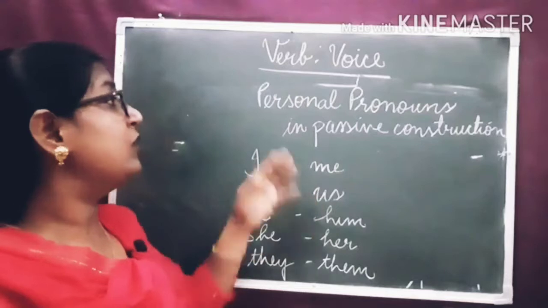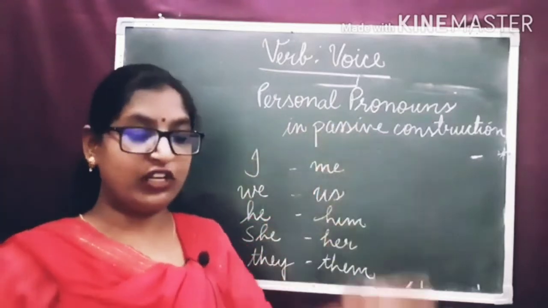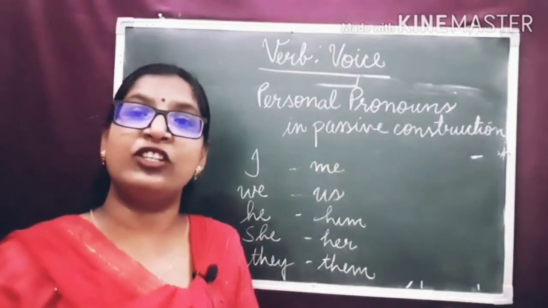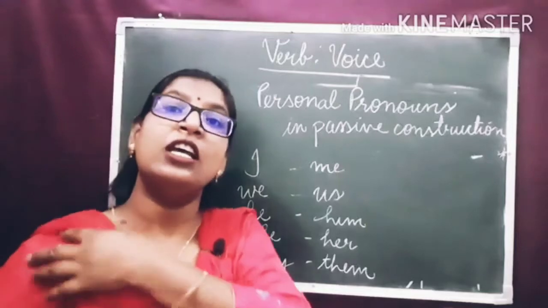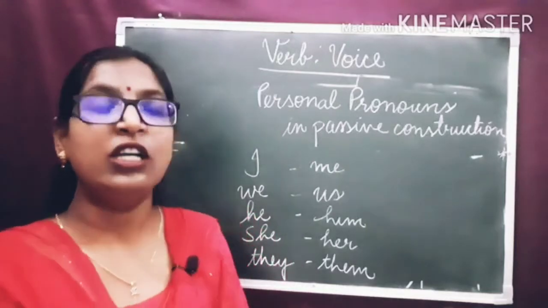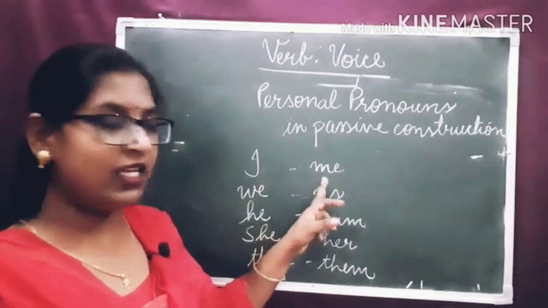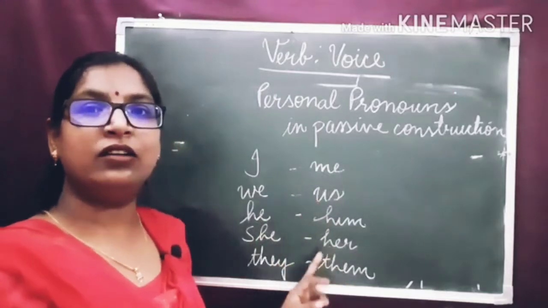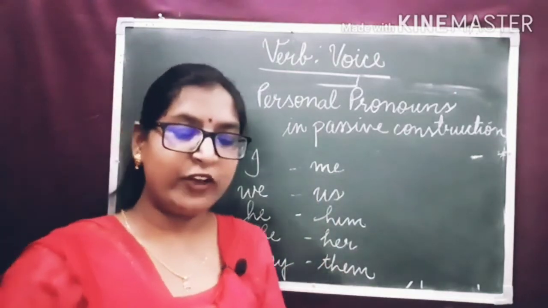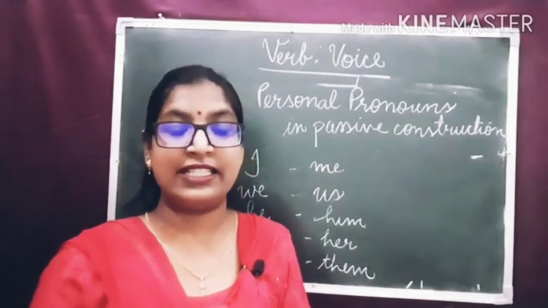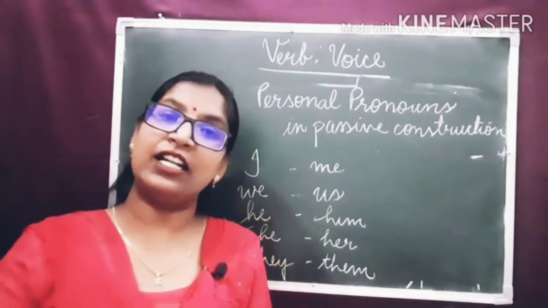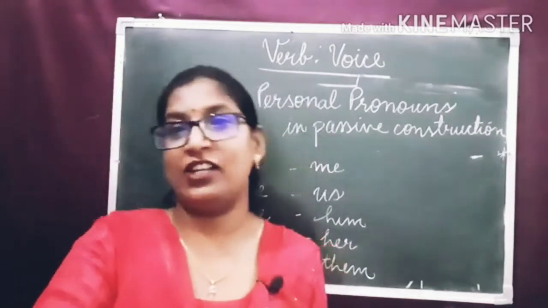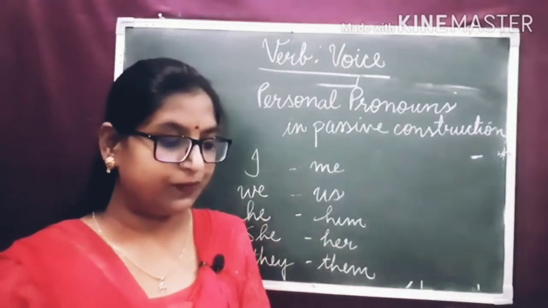Now, dear children, personal pronouns in passive construction. Personal pronouns change their form in the passive voice. When we change a sentence from active voice to passive voice, the form of personal pronouns is also changed. I is changed to me, we is changed to us, he to him, she to her, they to them. And always remember, the personal pronoun in the second person, you, remains unchanged in both the voices. You remains unchanged in passive voice also.